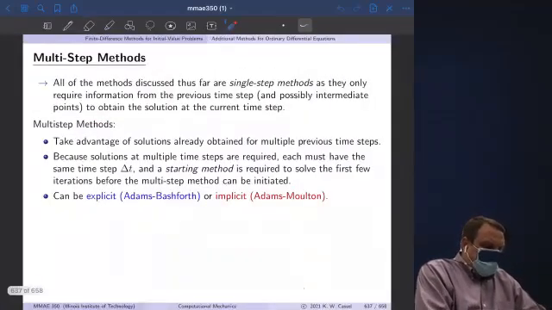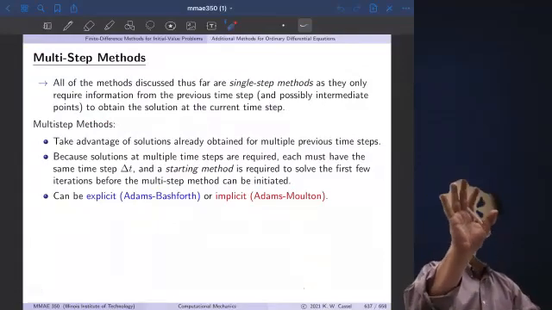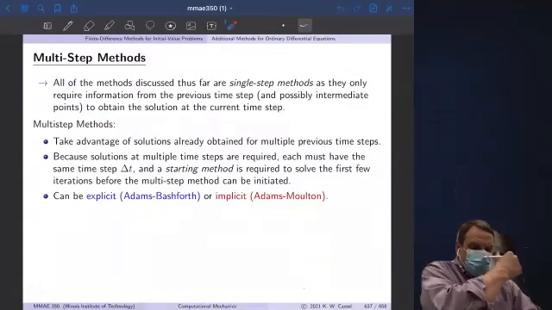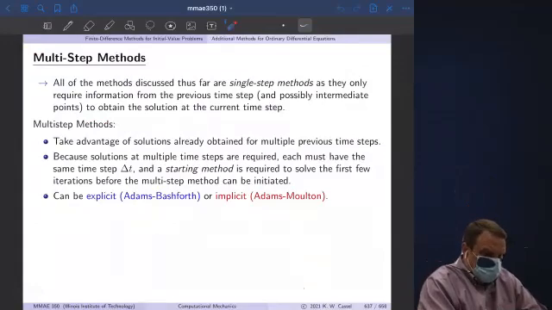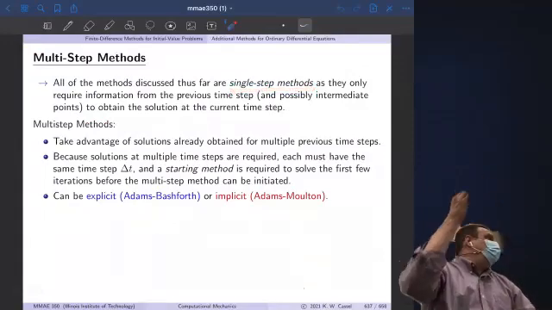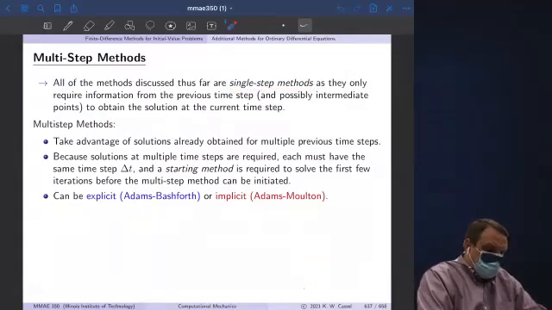Okay, then multi-step methods. So that's predictor corrector. It's one approach to satisfying our IVP wish list. Multi-step methods are a second approach. So once again, instead of just having the solution at the previous time step, we're going to take advantage of the fact that we know the solution at multiple previous time steps.